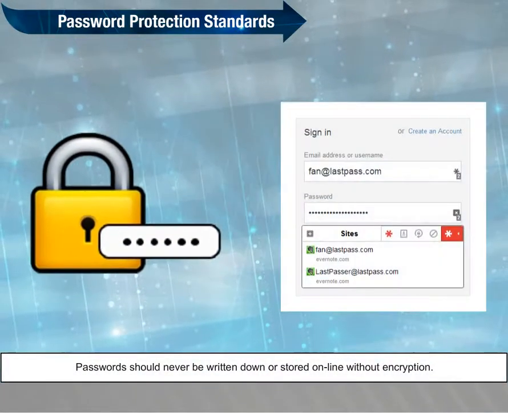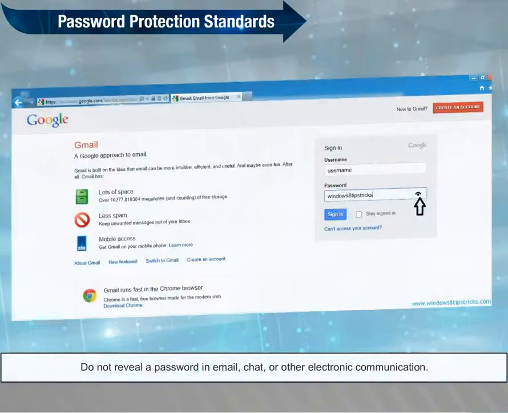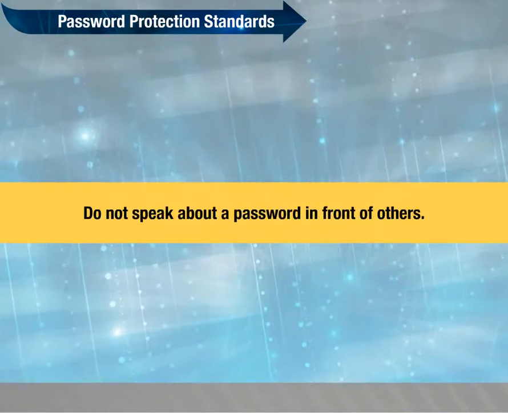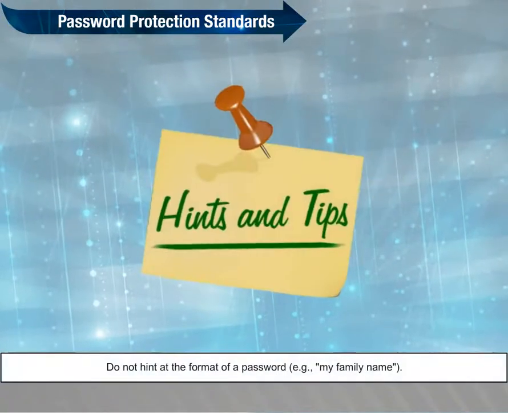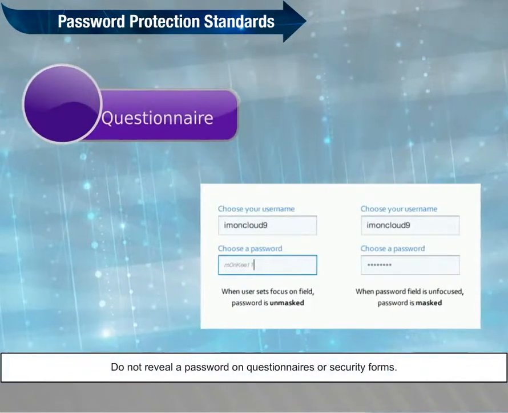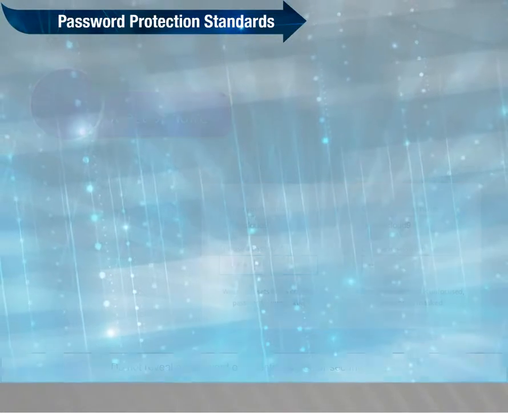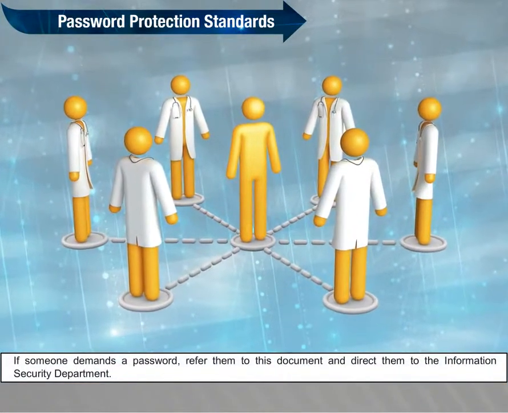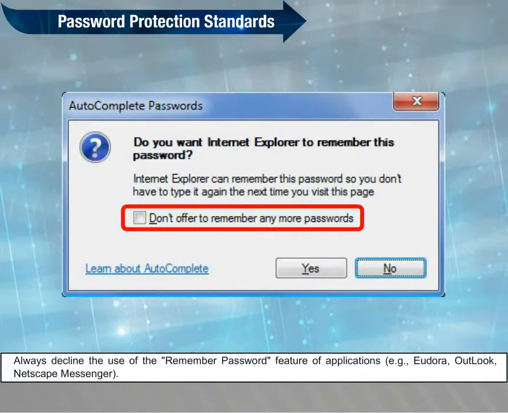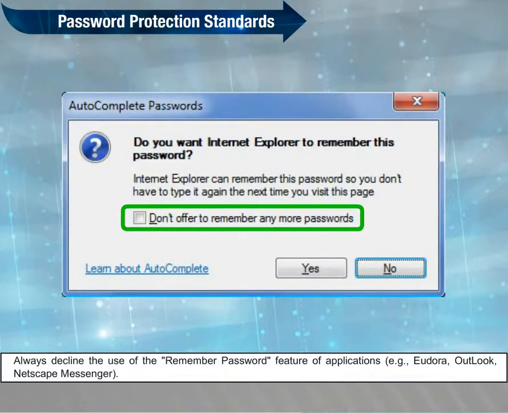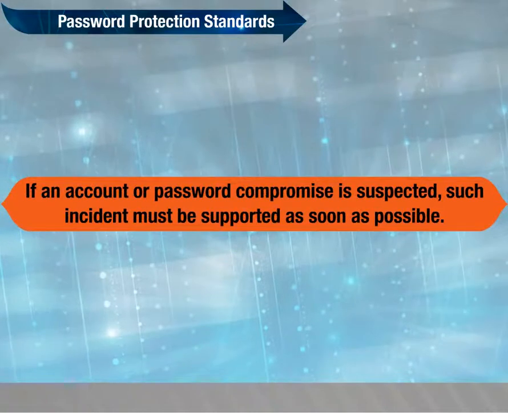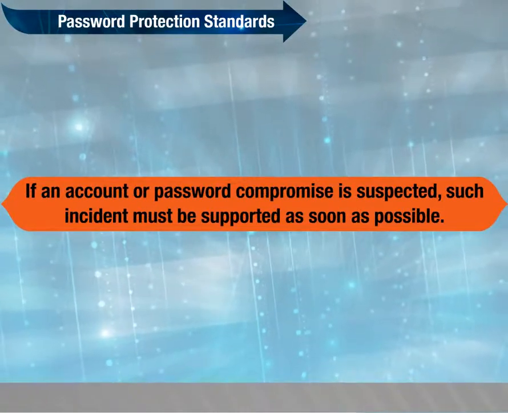Passwords should never be written down or stored online without encryption. Do not reveal a password in email, chat, or other electronic communication. Do not speak about a password in front of others. Do not hint at the format of a password, for example, my family name. Do not reveal a password on questionnaires or security forms. If someone demands a password, refer them to this document and direct them to the Information Security Department. Always decline the use of the Remember Password feature of applications, for example Eudora, Outlook, Netscape Messenger. If an account or password compromise is suspected, such an incident must be reported as soon as possible.